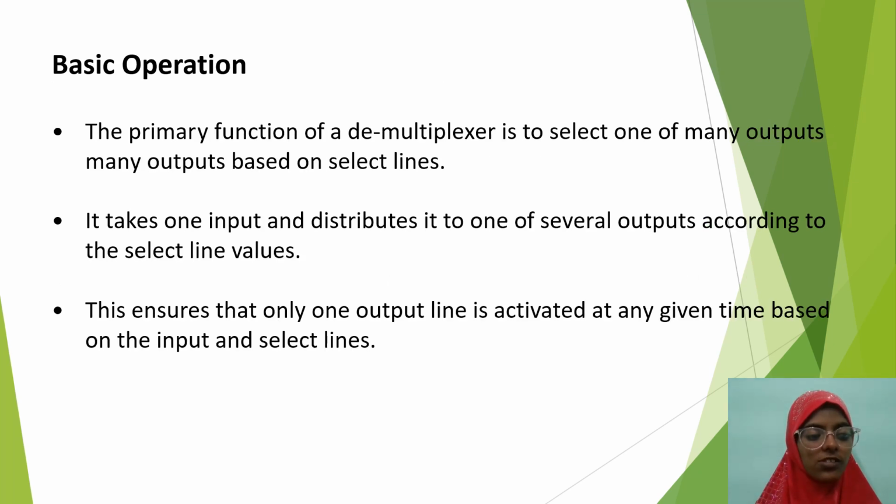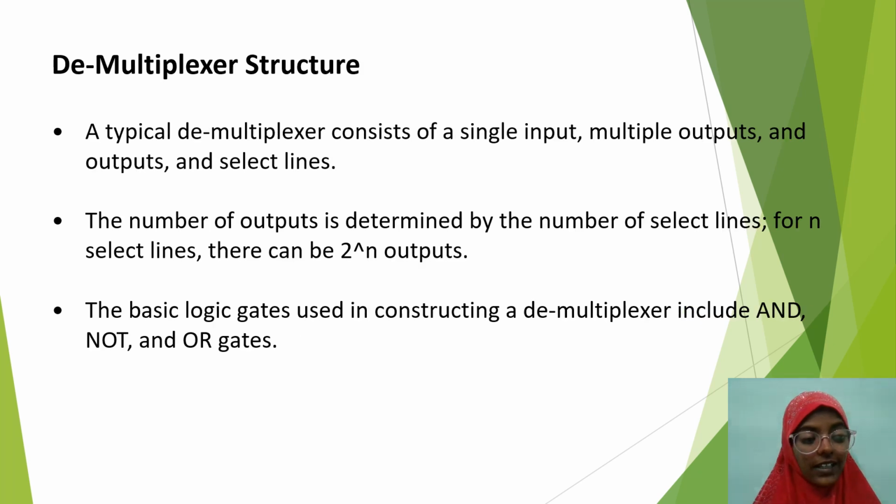The basic operation of demultiplexers: the primary function of a demultiplexer is to select one of many outputs based on select lines. It takes one input and distributes it to one of several outputs according to the select line values. This ensures that only one output line is activated at any given time based on the input and select lines.